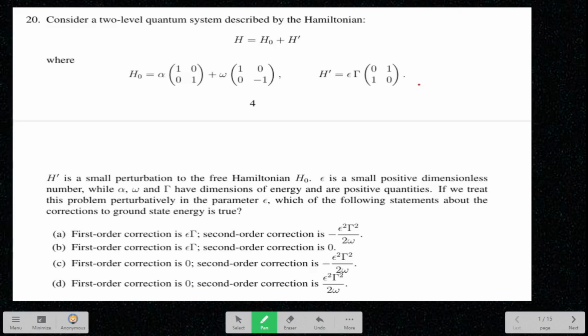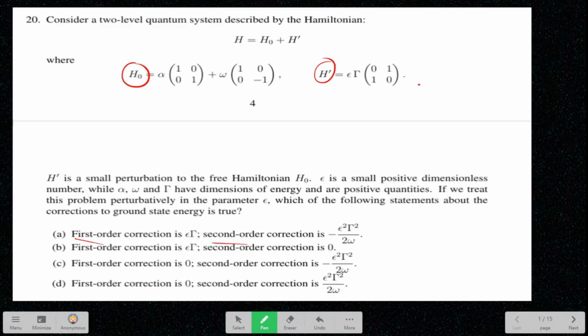In this session, let's focus on a problem from perturbation theory which was asked in the JEST exam 2023. So here we are given a non-perturbed Hamiltonian H0 and a perturbation H prime, and we need to find the first order correction and the second order correction.